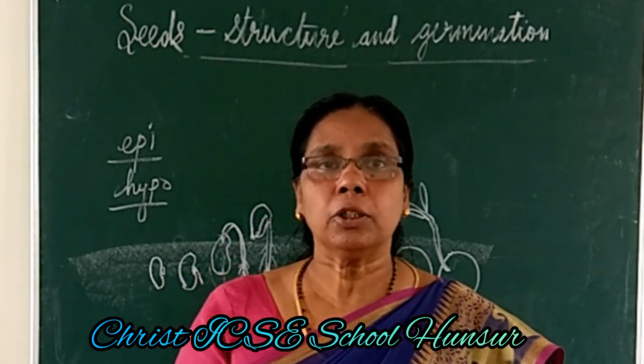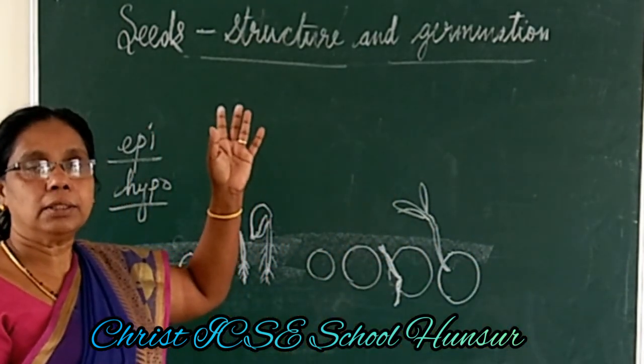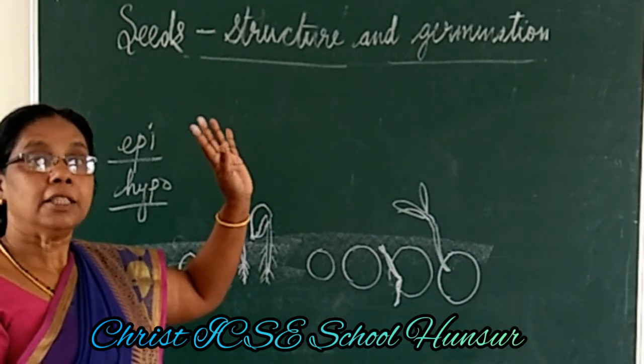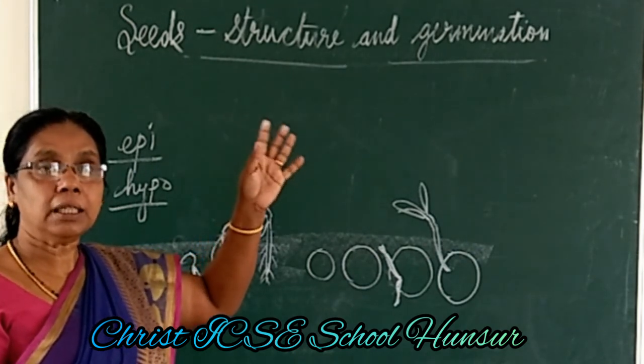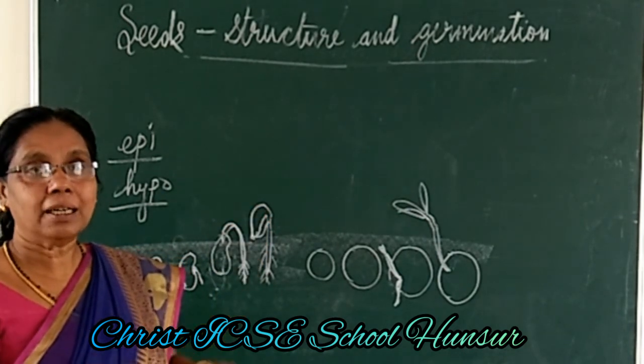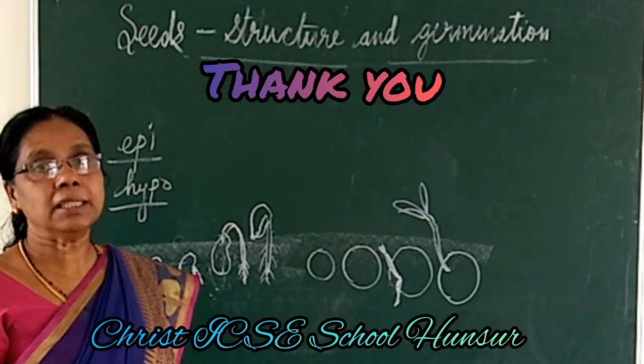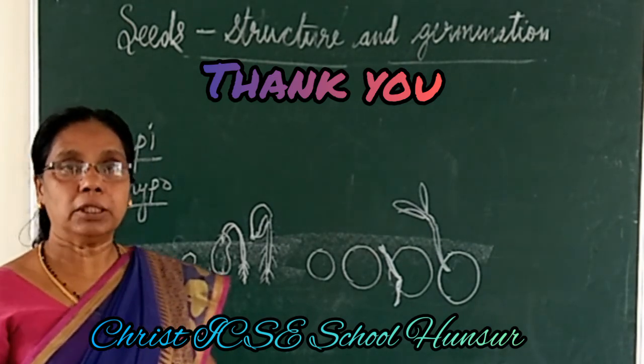So that's all about seeds and their germination. You have seen the structure of the seed as well as the germination. Two types of germination: hypogeal germination, in which the cotyledon remains below the soil, and epigeal germination, in which the cotyledon appears above the soil. That's all about this lesson.